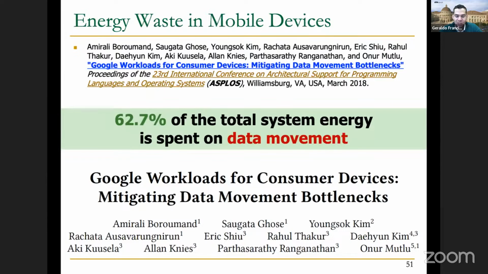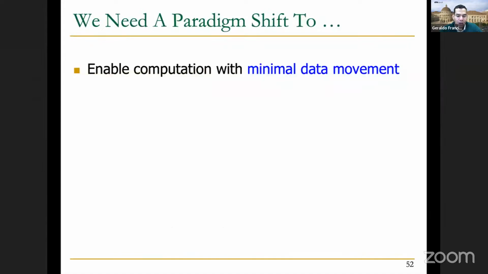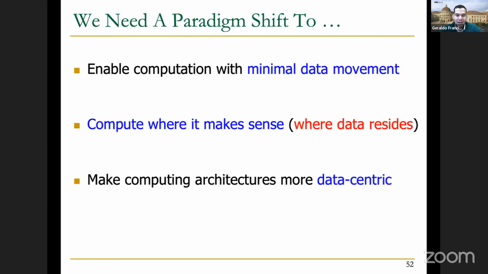And then, as I mentioned, a large portion of the energy consumption in current systems is spent on this data movement bottleneck. So just to summarize, we need paradigm shifts that allow us to compute while minimally moving data across the system. And for doing that, we need to compute where it makes sense, so close to where the data is. And to do that, we need to design a more data-centric architecture.